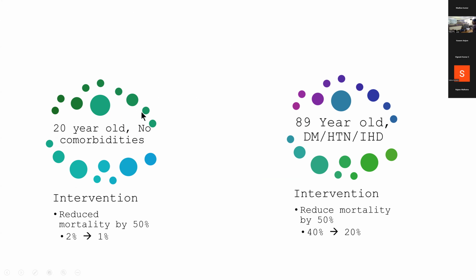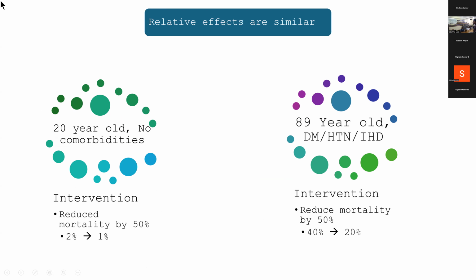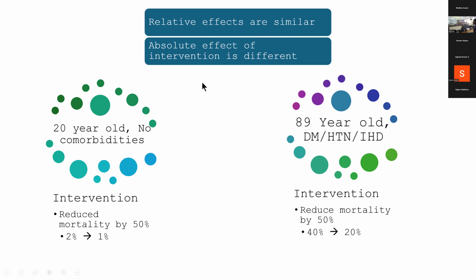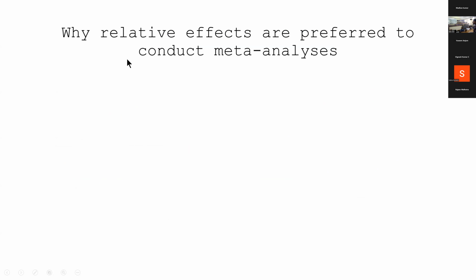And another example was the 20-year-old patient with no comorbidities and the 89-year-old with many comorbidities. With the same intervention, the mortality reduced by 50% here and here, but the absolute effect was just 1% here and 20% here. So the relative effects are similar, but your absolute effect of the intervention is different because both have different baseline characteristics. That is why many people who conduct meta-analysis or systematic review prefer to use relative effects to actually do the meta-analysis.